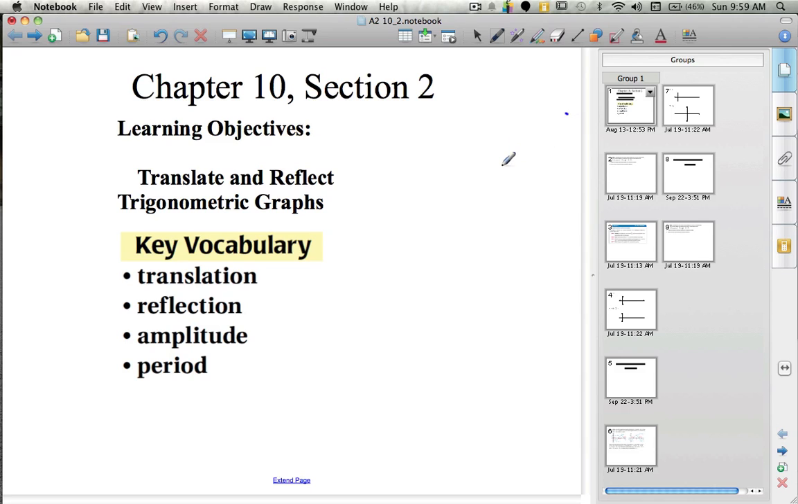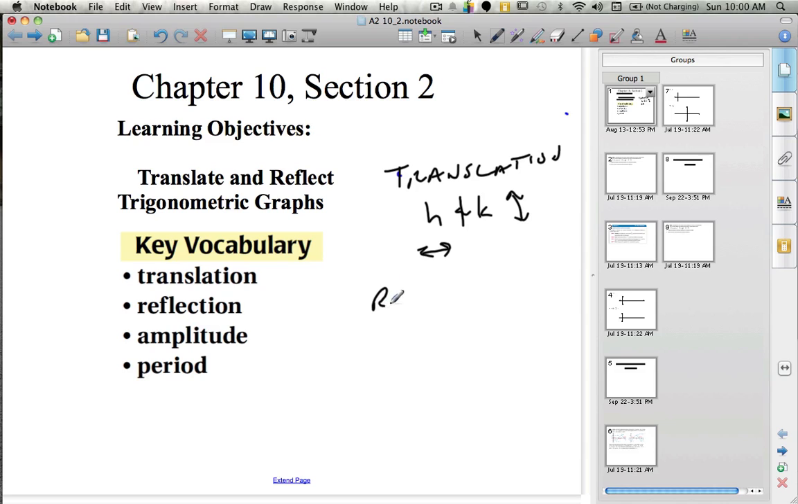So in section 2, we're going to take what we've learned about our trigonometric graphs, and we're going to translate and reflect them. So remember, when you're talking about translation, we're talking about what happens when we have h and k in. Remember, h is a horizontal move and k is a vertical move.